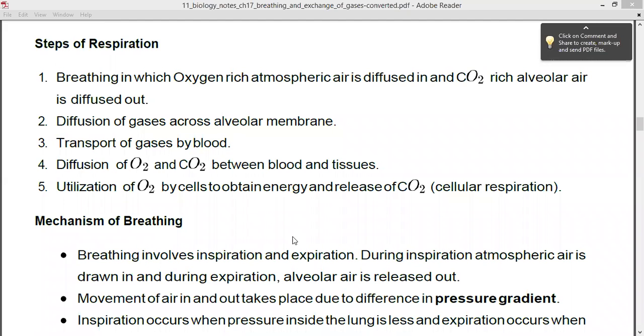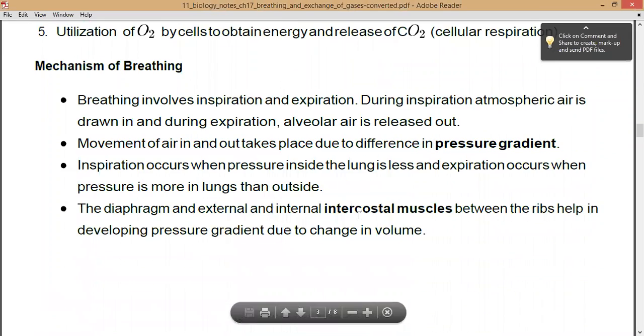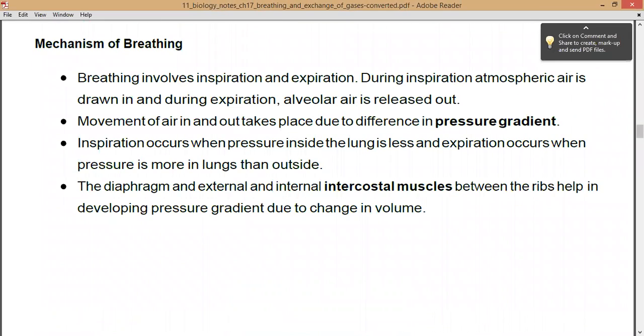Now we are going to see the mechanism of breathing, right? So breathing involves inspiration and expiration, that is simply known as inhalation and exhalation, right? In inspiration the atmospheric air is drawn in, that is, you are taking in the air from the atmosphere, and during expiration the alveolar air is released out.